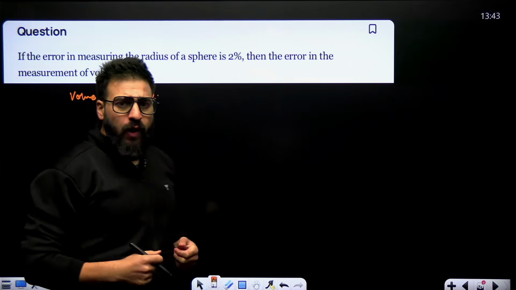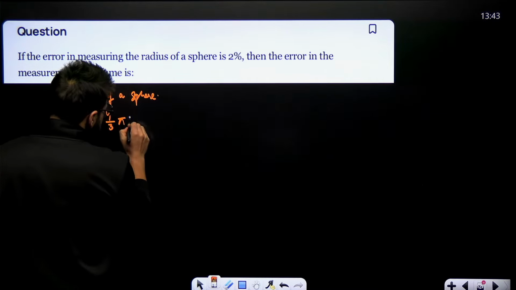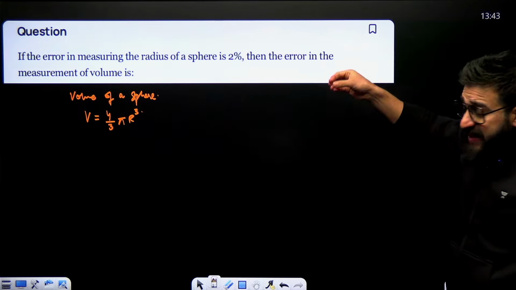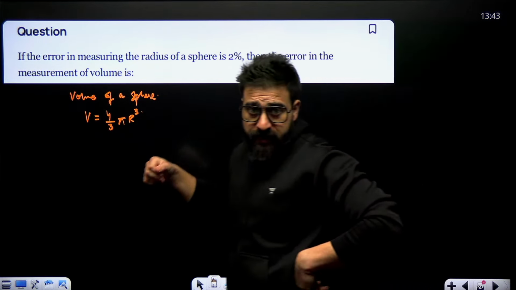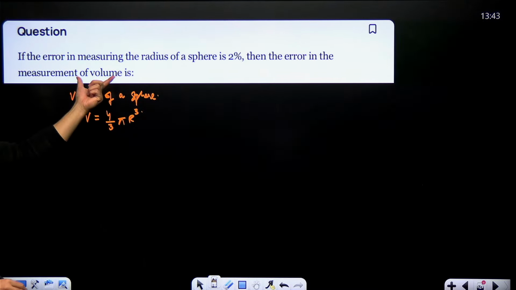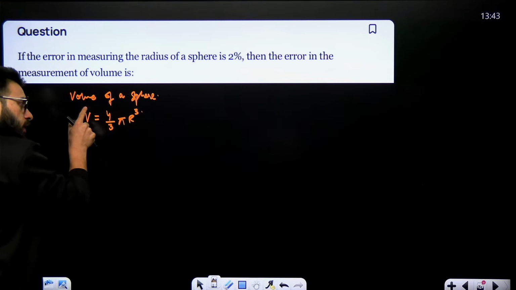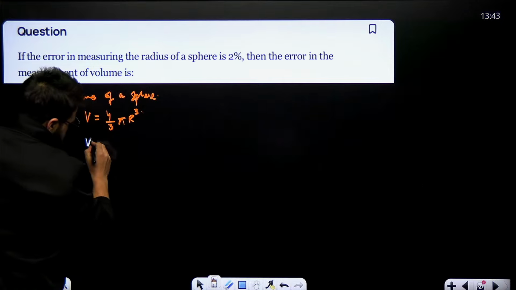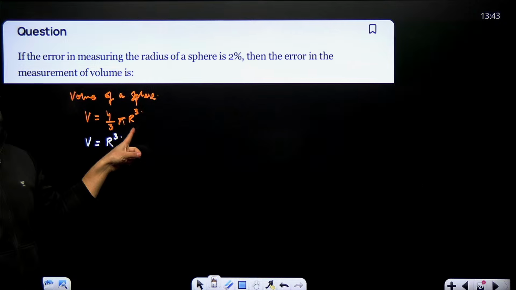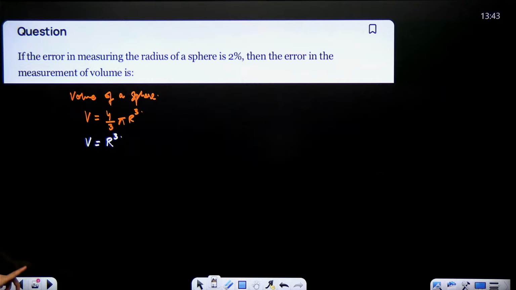Could you please tell me what is the volume of a sphere? Guys, see. We say volume of a sphere is 4 by 3 pi r cube. Since the question says that there is error in measuring the radius of a sphere, how much will be the error in volume? Volume depends upon radius. If you produce error in radius, there will be error in the volume. So we can say V is equal to R cube. Since I told you this constant you need to ignore, it will not create any sort of problem, so you ignore it.